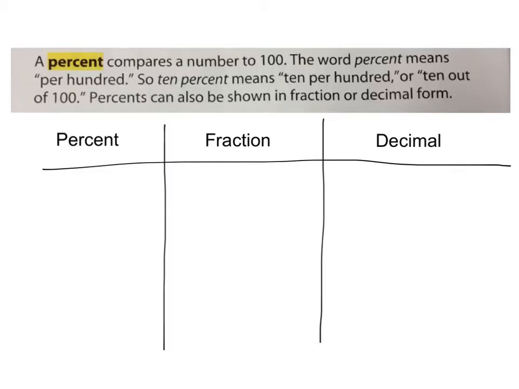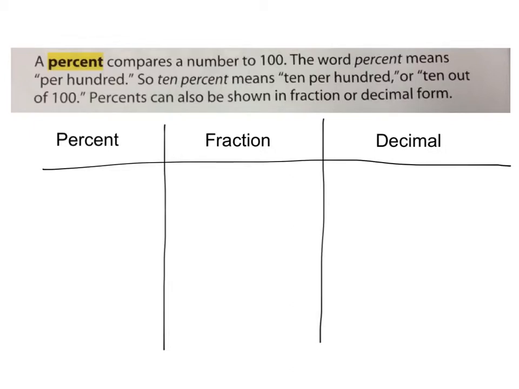We have to first understand what a percent means. Okay, so a percent compares a number to 100. The word percent actually means per 100 because let's think about it. The word cent, right? Like 1 cent, a penny. How many pennies are there in a dollar? Michaela? 100. So per cent means per 100. Okay, so 10% means 10 per 100 or 10 out of 100. So 18% means 18 out of 100. 32% means 32 out of 100. 51% means 51 out of 100.